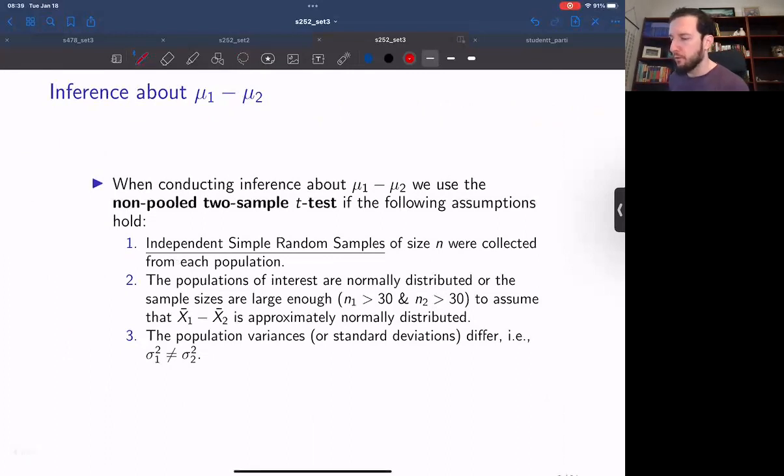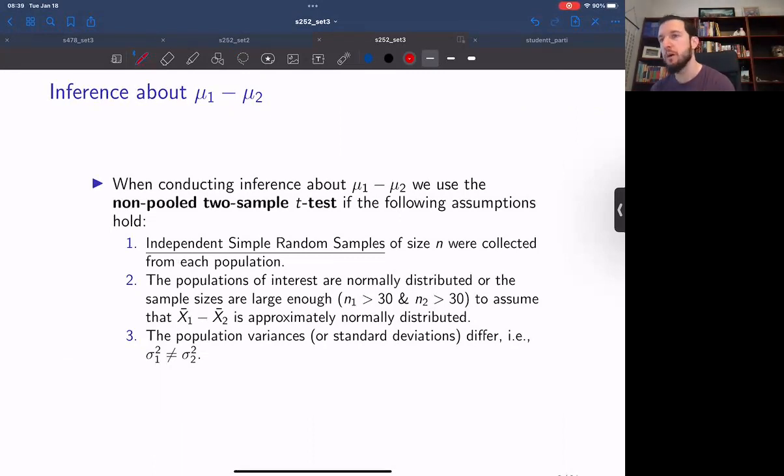As I had mentioned before, the assumptions of our 2-sample approaches mimic the assumptions of our 1-sample approaches. So we require now that we have independent simple random samples. Basically we have a simple random sample from population 1, a simple random sample from population 2, and those samples are not related to each other. So independence just means no overlap.